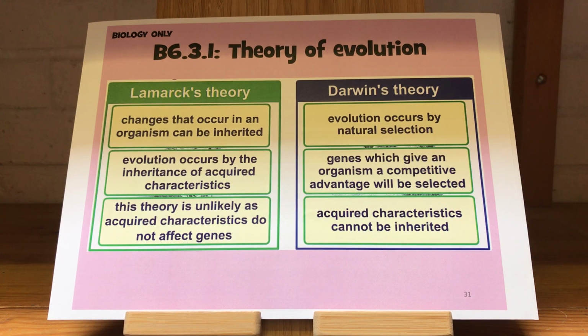So Lamarck's theory says that changes that occur in an organism can be inherited. So whatever happened to you in life will affect your offspring. Evolution occurs by inheritance of acquired characteristics. His theory is unlikely because acquired characteristics do not affect our genes. Whereas Darwin's theory said evolution occurs by natural selection. Genes which give an organism a competitive advantage will be selected because the other ones will die out. And acquired characteristics cannot be inherited.